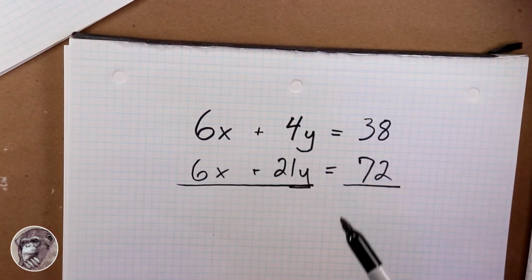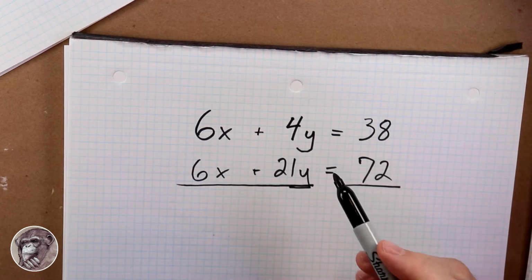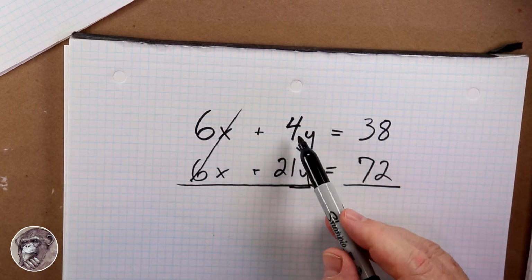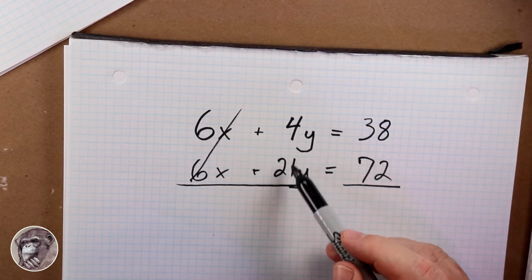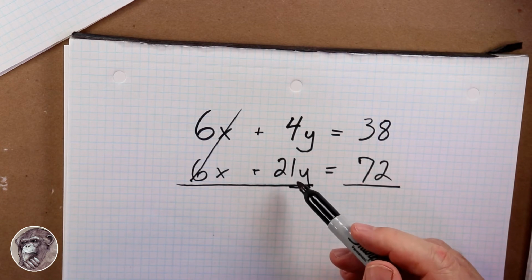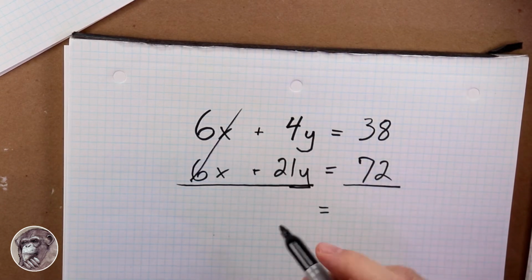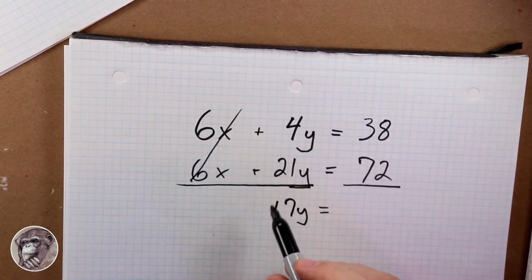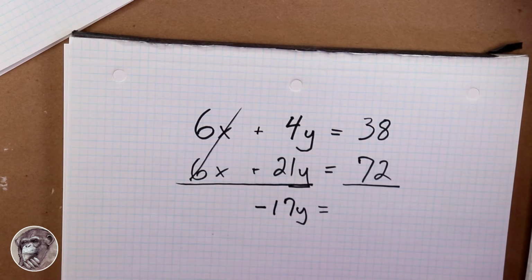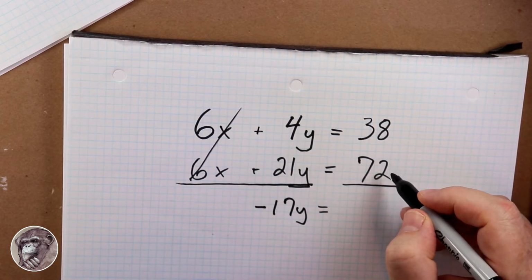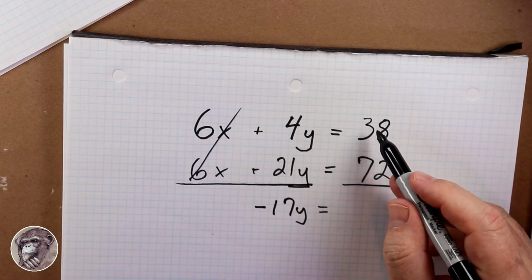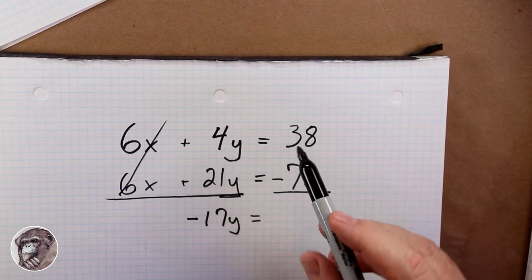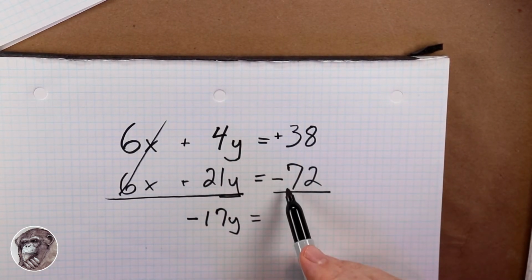Now what we're going to do here is have some negative numbers, which is fine. We're going to subtract the 6x from the 6x, so that cancels out. And then we're going to subtract 4y from 21y. 21 minus 4 equals 17y. Now this is going to be a negative 17y. And then we do the same thing here too. I'm going to subtract 72 from 38. Now I'm going to do a quick review because I know that sometimes this confuses you. So look, we have a positive 38 and a negative 72 over here.